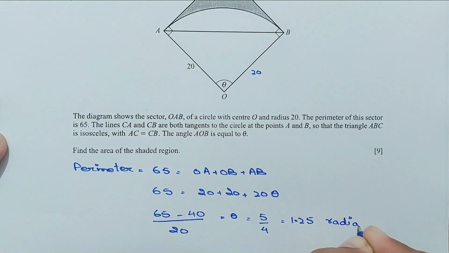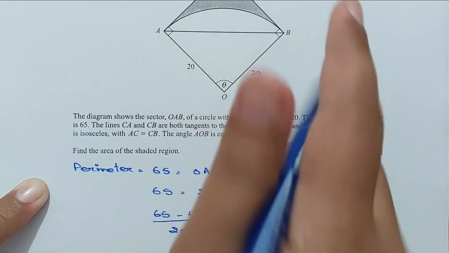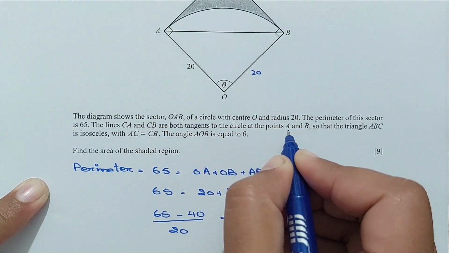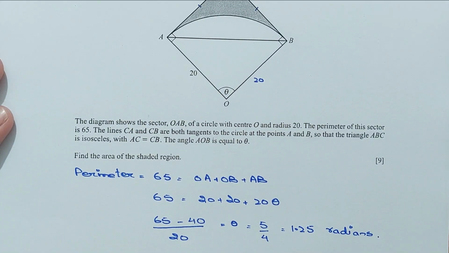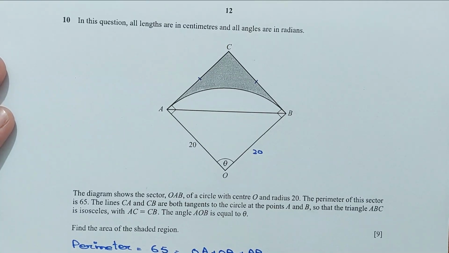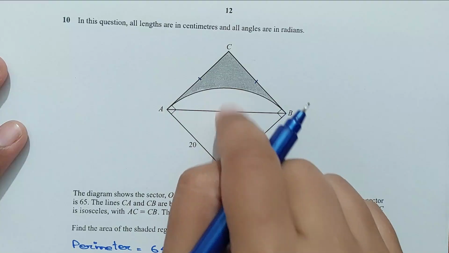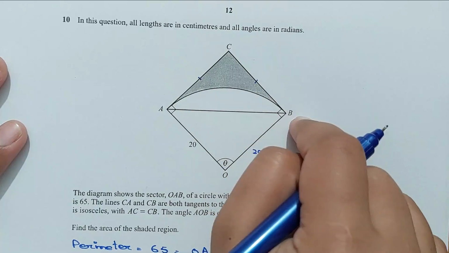Right. The next part of the question says the lines CA and CB are both tangents to the circle at points A and B. So it means CA and CB have the same length. So the triangle ABC is an isosceles triangle. The angle AOB is equal to theta. Find the area of the shaded region, right? We have to find that area, okay? So for this, let me calculate the area of both triangles, the triangle AOB and ABC. We have two triangles.